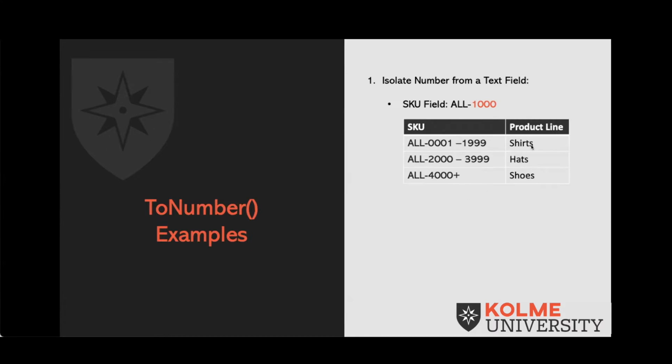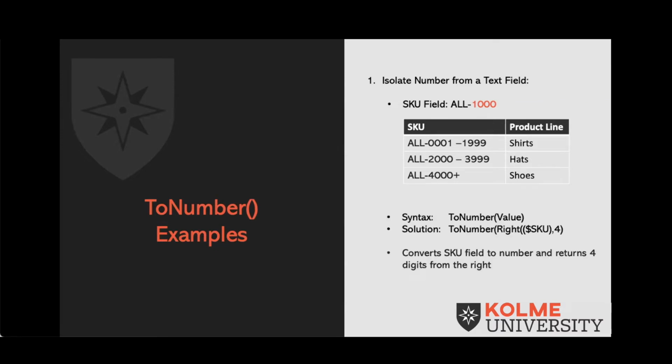So I have 3 product lines. I have shirts, hats, and shoes. And based on the number you see here, I want to be able to identify which product line it is in. So anything between 0 and 2,000 is shirts, 2,000 and 4,000 is hats, anything over 4,000 is shoes. So I'm going to use ToNumber to grab those right 4 characters from the SKU field and convert them into a number. Oh, wow. So you're basically going to parse out the 4-digit number using ToNumber? I'd love to see that in action.